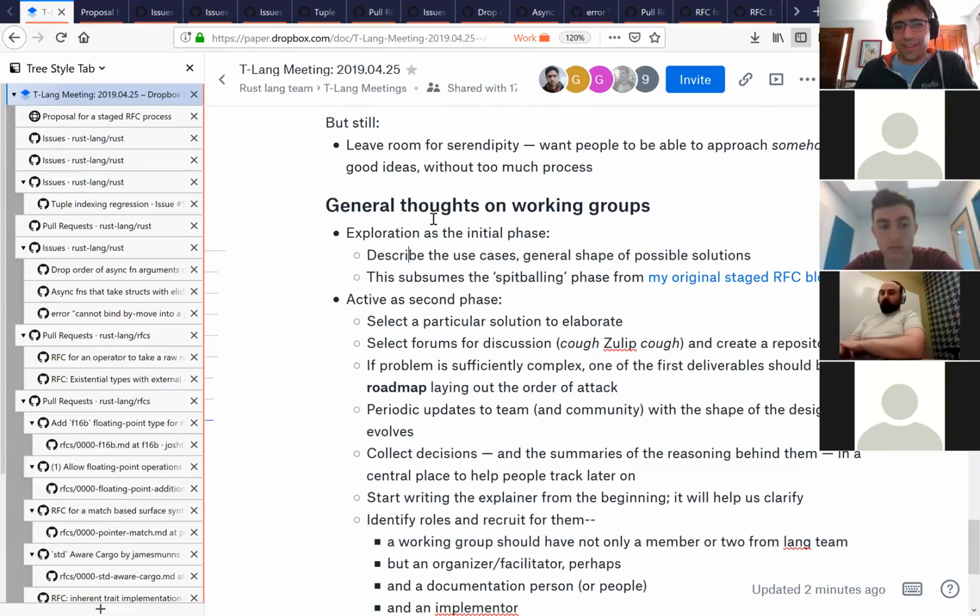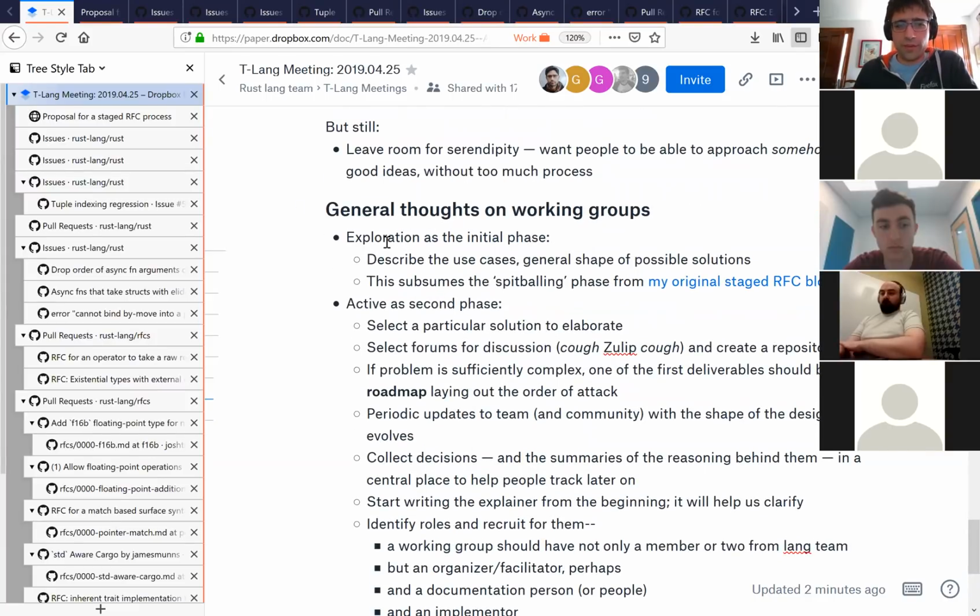It would be great if the first thing we do is spend some time exploring the problem. This may not be a whole lot of time, but it means coming up with the use cases we plan to tackle and the general shape of the possible solutions that we see, and then selecting the one possible solution that we think is the most promising, and the reasons for it. This would be like the spitballing phase that I wrote about in my original blog post. But instead of having that be a per-RFC concept, I think it makes more sense for it to be a per-working-group concept.